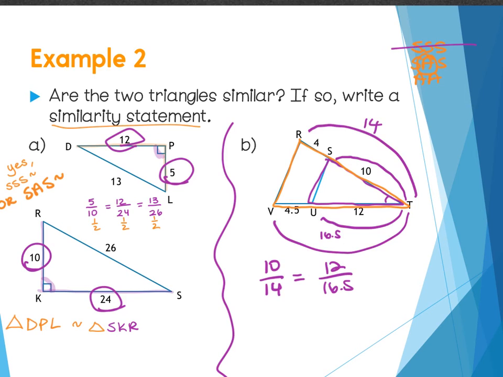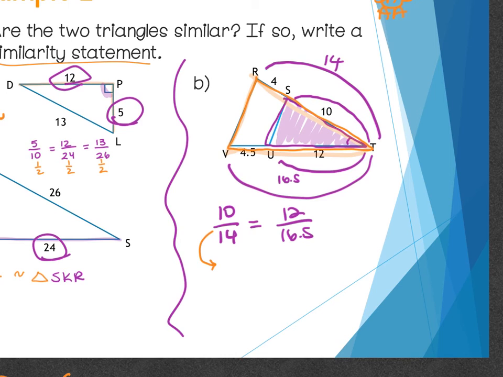So the side for the small triangle is 10, right? But the side for the big triangle is 10 plus 4. And then on the bottom, the side for the small triangle is 12. The side for the big side is 16.5. How do I reduce 10 over 14? It becomes, divide by 2, right? So it becomes 5 over 7.